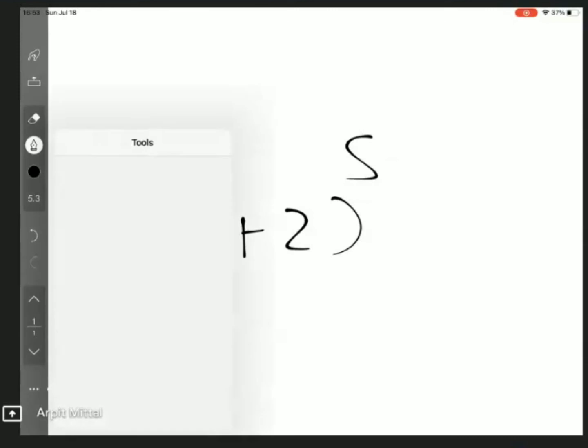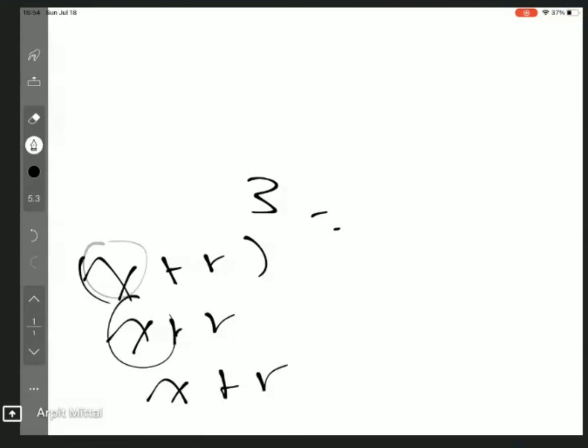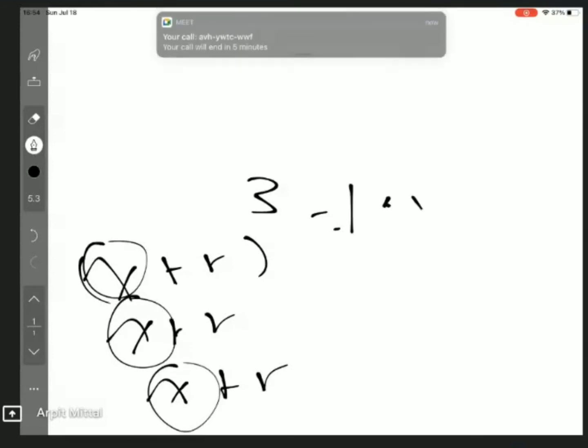Okay, so now let's see how it works. Let's try and evaluate x plus r cubed. So first of all, we're going to have an x cubed, right? Because when we multiply 3 of the x plus r's, we're going to have an x cubed. But then how many x cubeds will we have? The only way to get an x cubed is to take an x from here, an x from here, and an x from here. So we're going to have 1 x cubed.